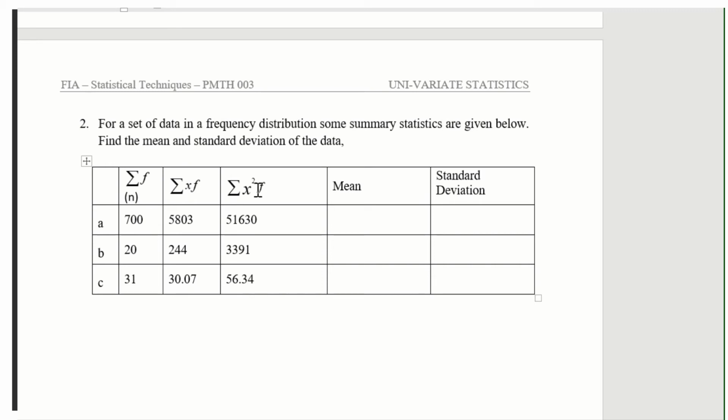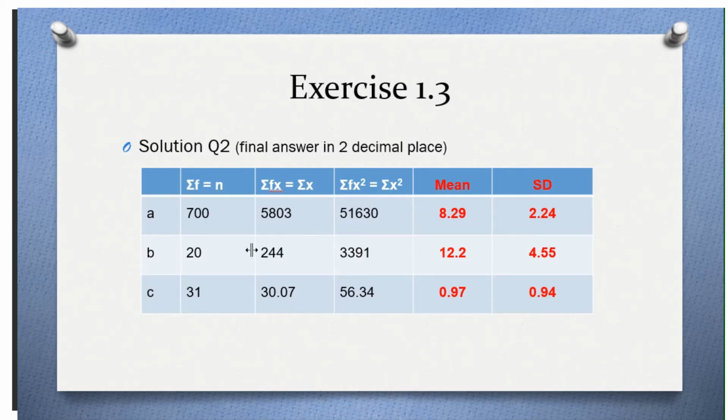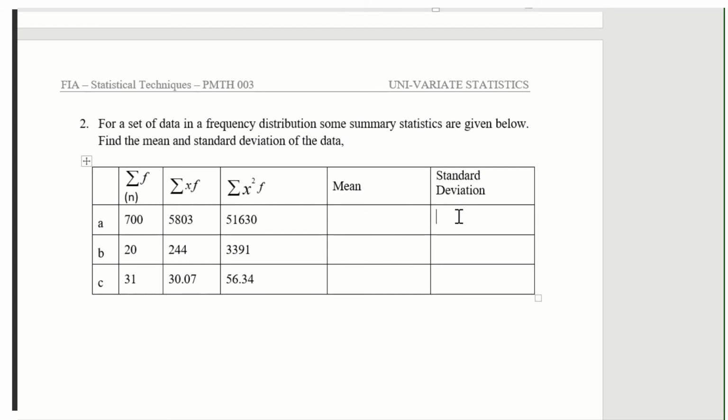Don't worry, it's the same thing. This is sigma x squared. Same thing, understand? It's just that this is for group data with or without intervals. So we are going to use the same method taught you before. Now they've given you n, sigma x, and sigma x squared. You need to find the mean and standard deviation.